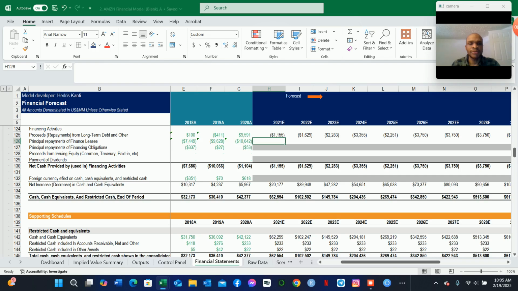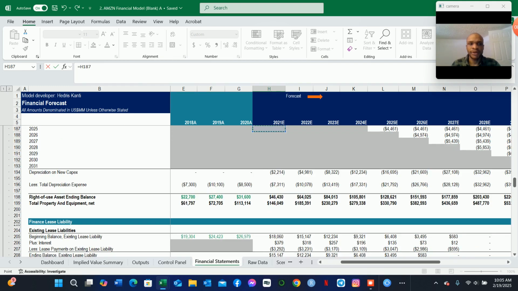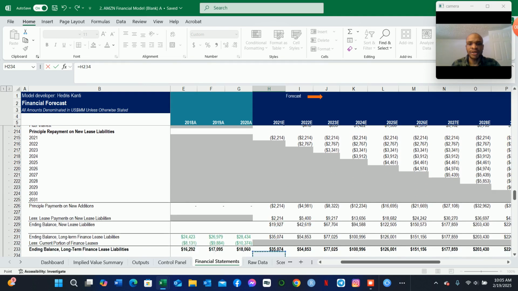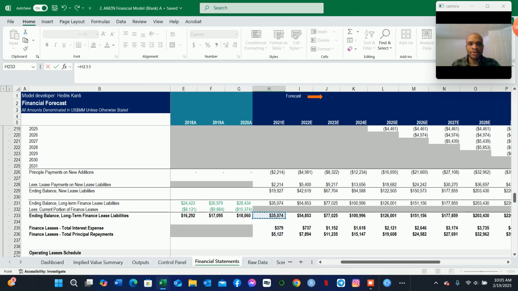And then for the principal repayments of finance leases, we have this already also set up for us, summarized in the finance lease liability. So we can go there and we grab the principal repayments under the finance lease liabilities. So we already had that summarized here. So we have the total principal repayments.